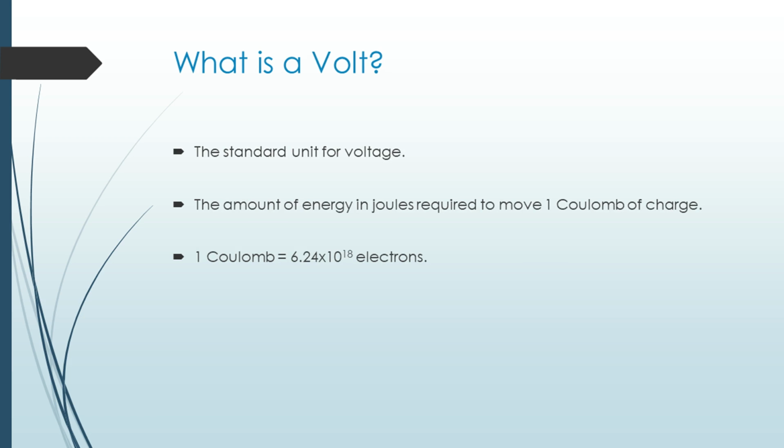Let's look at what a volt is. A volt is the standard unit for voltage. It is represented by a capital V. 1 volt is defined as the amount of energy in joules required to move 1 coulomb of charge. 1 coulomb is equal to 6.24 times 10 to the 18 electrons.